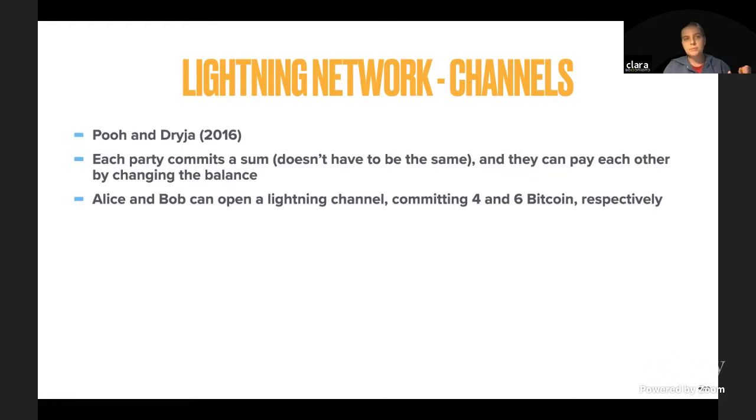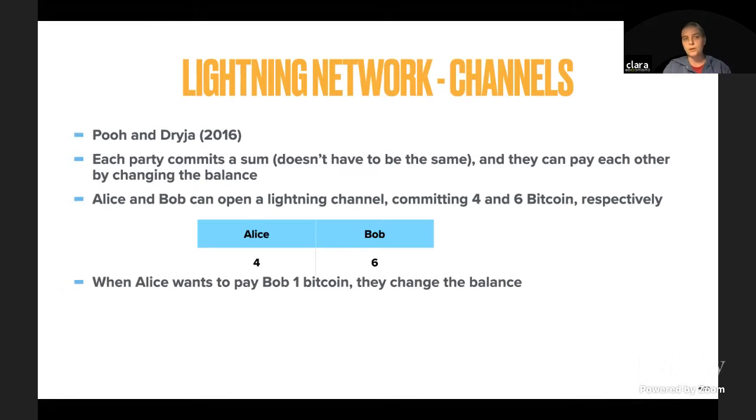So as an example, let's assume that Alice and Bob open a Lightning channel and they commit 4 and 6 Bitcoin respectively. Okay, so we have Alice with 4 Bitcoin, Bob with 6. Now, for example, Alice wants to pay Bob 1 Bitcoin. The only thing they need to do is to change the balance to 3 and 7. So the important thing is that the opening of the channel is done on chain, which means we need to wait for the transaction to be approved and we need to pay the transaction fee.